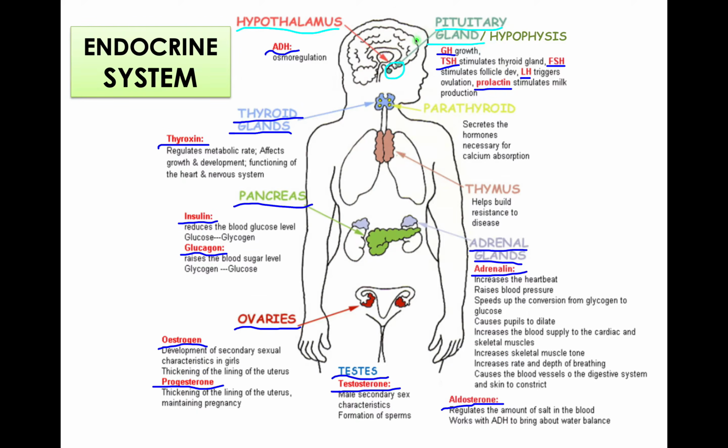So the pituitary gland is responsible for the secretion of 5 important hormones, namely GH, which is the growth hormone, TSH, which is the thyroid stimulating hormone, FSH, which is the follicle stimulating hormone, LH, the luteinizing hormone, as well as prolactin. Let's start with the growth hormone.